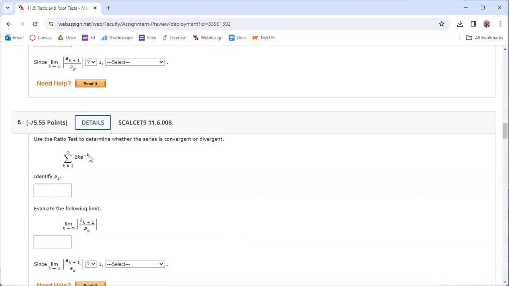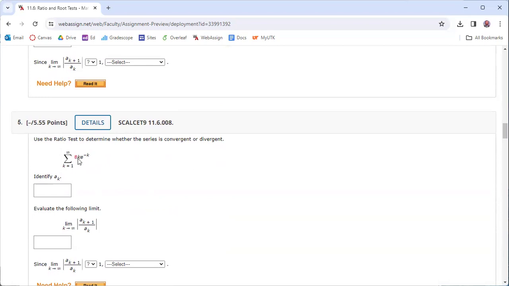Next, k e to the minus k. It's probably easiest here to write the e to the minus k downstairs as e to the k. And if you do, you have that exponential term. Remember, the base of e is about 2.7. So essentially we have 8k over about 2.7 to the k downstairs. And because we have an exponential term, because the k is showing up in the exponent, that's a tell that the ratio test could come into play.